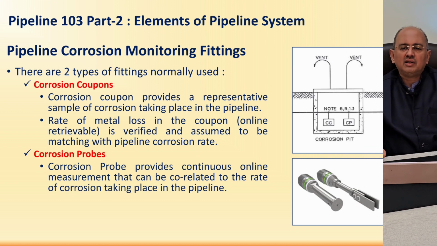And if that happens, then the coupon and probe become very important, because they can give you the representation that initially the corrosion rate was lower, now it has increased. So according to the variation in corrosion rate, the mitigation measures can be altered or can be added. So these are a very important part of the pipeline system.